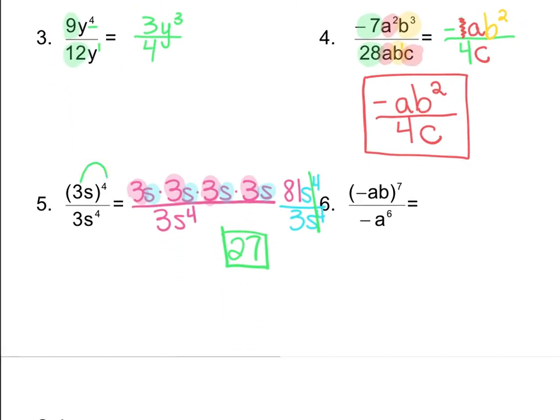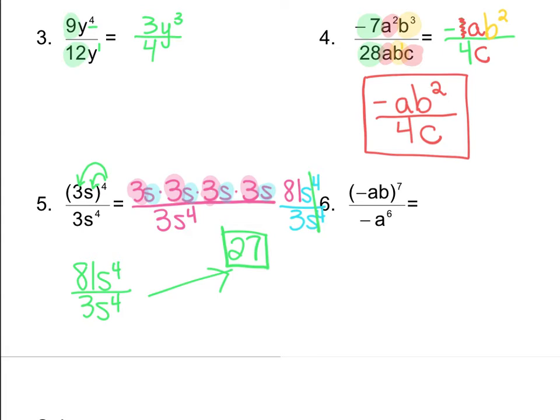Or you can know that this 4 will be distributed to both the number and the variable in the parentheses. And remember, that would be 3 to the 4th, not 3 times 4. So you can go straight to the step of 81 s to the 4th divided by 3s to the 4th and still get to 27, even if you didn't stamp it out.